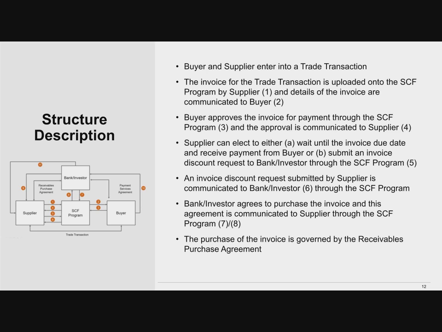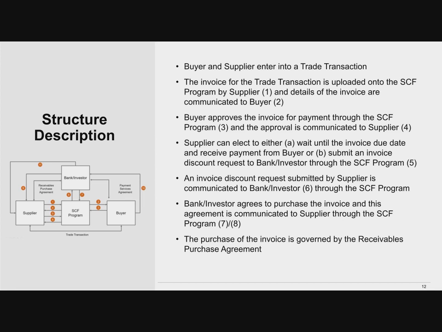So working our way through the diagram, as I said before, underpinning every transaction or every supply chain finance program is a trade transaction. The invoice is uploaded onto the program by supplier, which is step one. Details of the invoice are communicated to buyer. Buyer then approves the invoice for payment through the SCF program, and that approval is communicated to supplier.